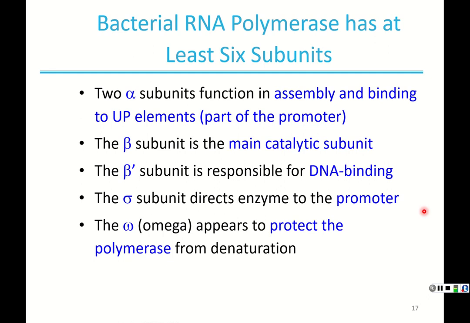Bacterial RNA polymerase has a lot of subunits, and we'll go through some of these. Two alpha subunits function in assembly and binding to the up elements, and we'll talk about what up elements are. It stands for upstream promoter. There's a beta subunit, which is the main catalytic subunit, and a beta prime subunit, which is responsible for DNA binding. Then a sigma subunit directs the enzyme to the promoter. We'll talk about those in some slight detail. And then the omega appears to protect the polymerase from denaturation. But the most important ones, I would guess, are the 2 alphas, beta, beta prime, and sigma.